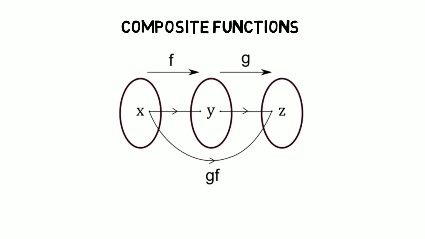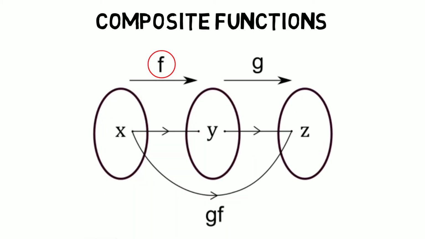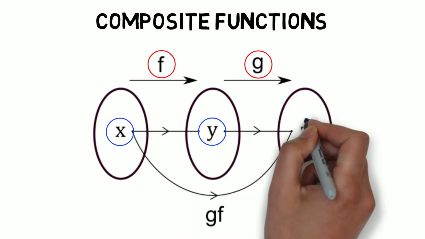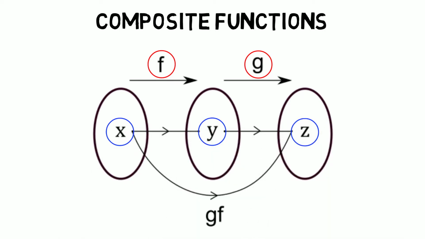So a composite function basically means that two or more functions are combined together. This diagram shows us an example of a composite function. We can observe that there are two functions, function f and function g. There are also three sets of values, which are x, y, and z. So function f has object x and image y, while function g has object y and image z.